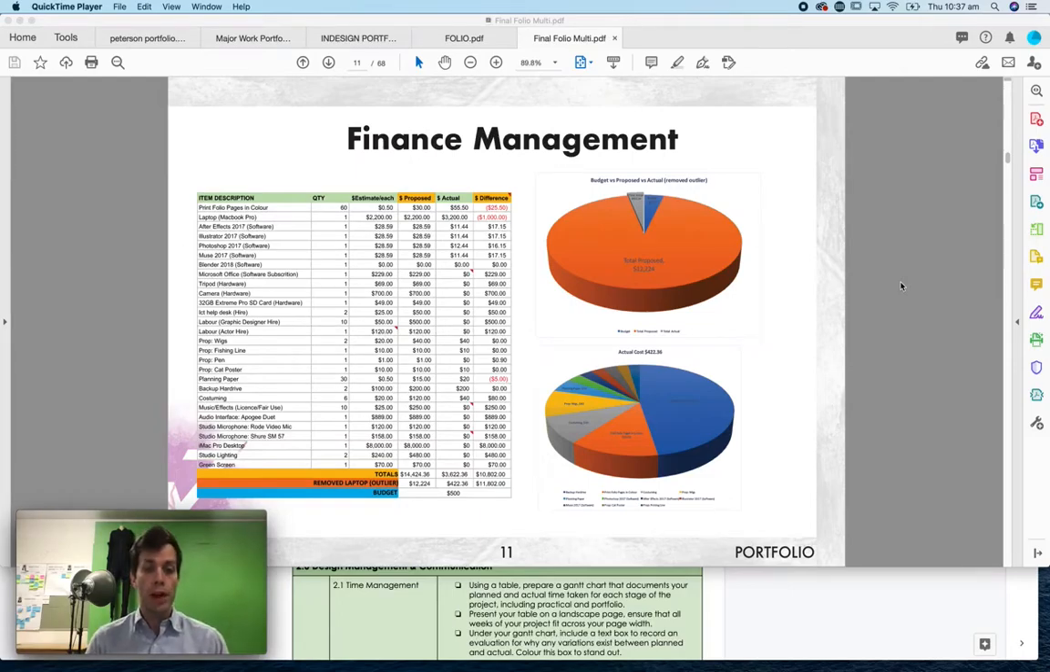I'm going to talk to you about the finance management section of your portfolio now. So this is another very important section. With this one, you're writing down anything that you need for the project. So anything that cost money to someone at some point, whether you spent the money or not, it all needs to go into this section here, okay?